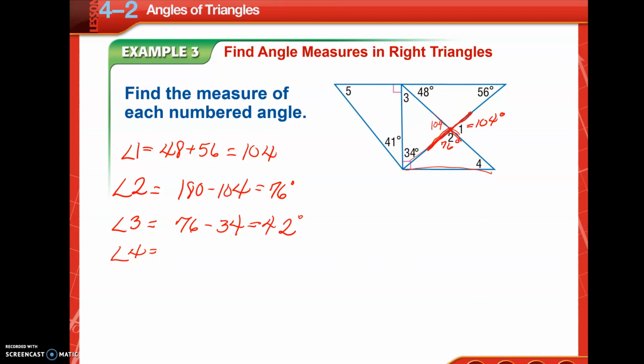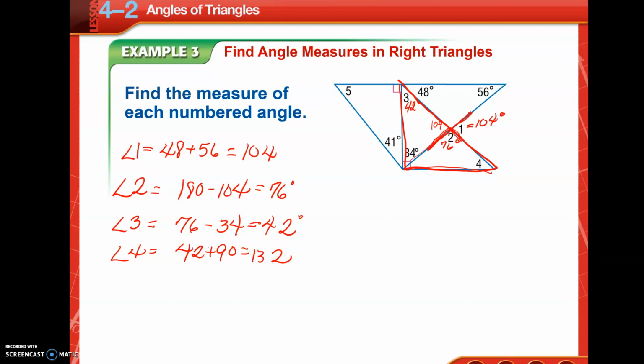All right, angle 4 then, we found this to be 42, and you write that in. So I look at this big angle right here, triangle, and we have 42 and 90. So angle 4, I can take 42 plus 90, knowing that the angles add up to be 180.